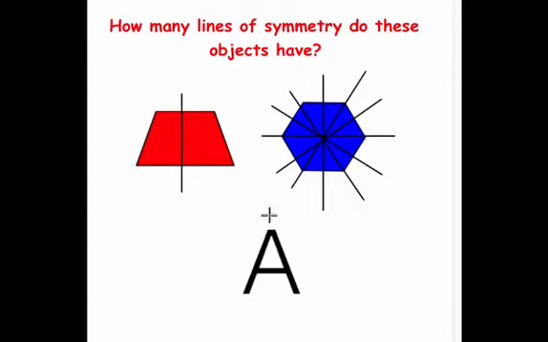How about the letter A? This one only has one line of symmetry right here down the middle.